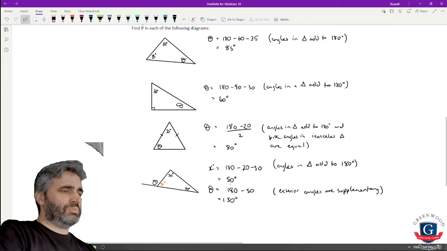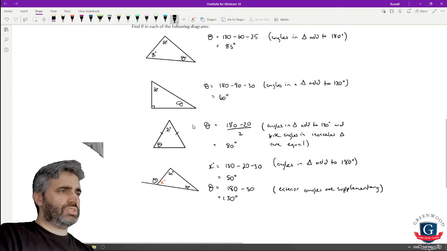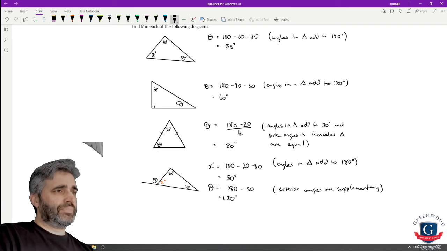So this one we've got to use some other properties. We have an isosceles triangle here, meaning that these two angles here are equal. We know that the angle at the apex is 20 degrees, leaving 160 degrees. If we halve 160 degrees, we get 80 degrees, which will give us this angle here. So here's where we've done it. We've said, let's find out the remaining angles. 180 take 20 is 160. Divide that by 2 will give us 80. And the properties we've used are angles in a triangle add to 180 degrees, and the base angles in an isosceles triangle are equal. And that's why this works.